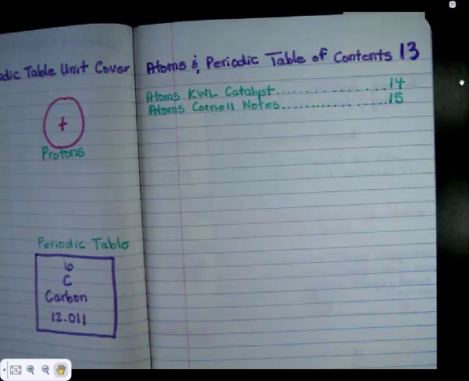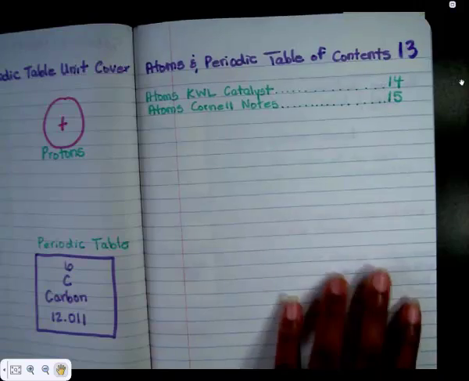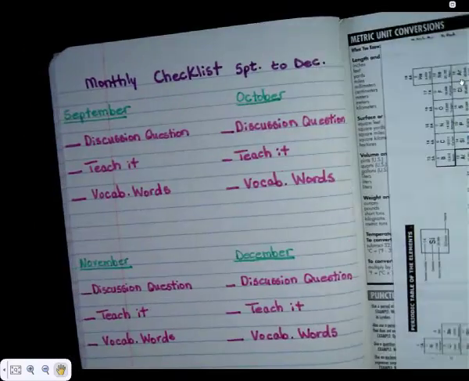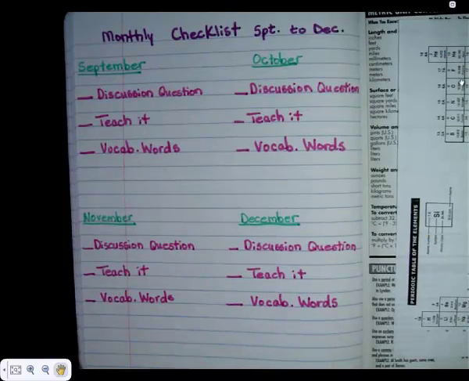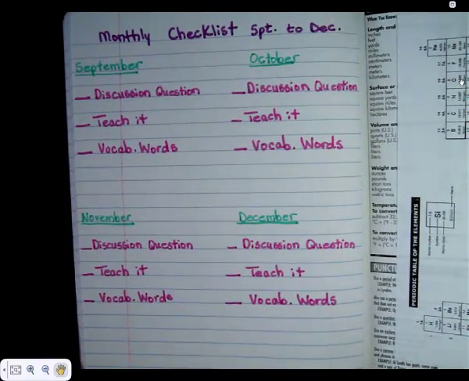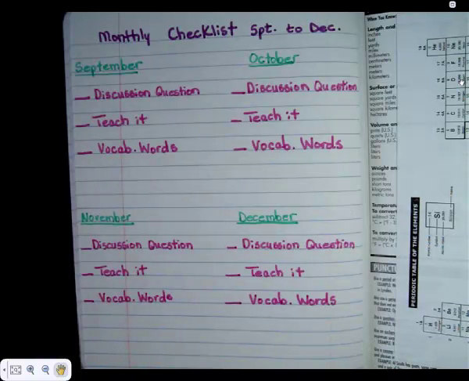The last thing that we are going to do in our notebook today is you're going to turn to the back side of your notebook, open it up, and on the last page, we're going to put our monthly checklist from September to December. Each month, these are some things that you need to make sure that you work on and get turned in. You will also have reminders about these items in class. You will have reminders about these items on eChalk.